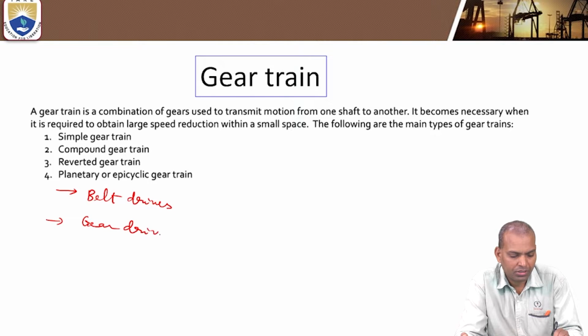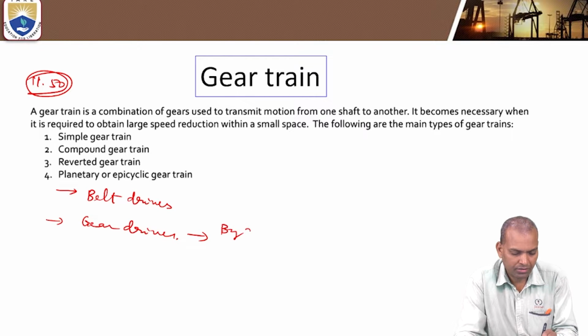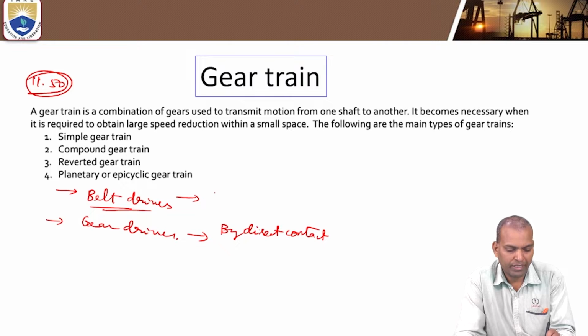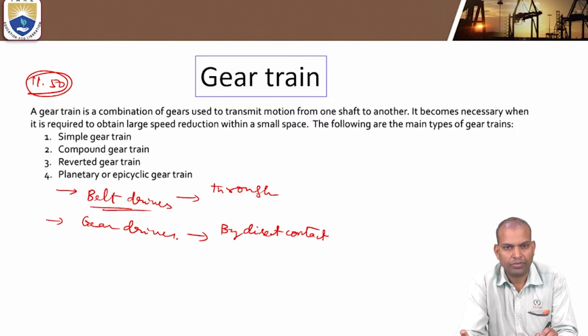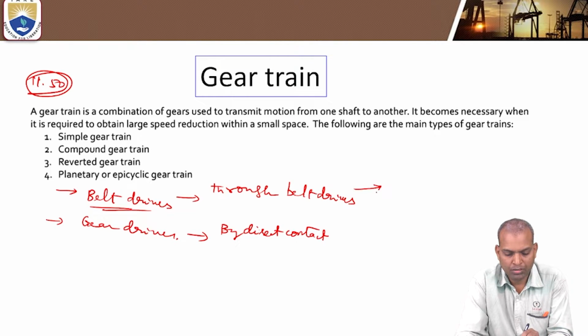Gear drives transmit torque by direct contact, whereas belt drives work by indirect contact, meaning through belts. Torque is transmitted from one pulley to another pulley through the belt. Again, in belt drives there are two types: number one, open belt drive, and another one, closed belt drive or crossed belt drive.